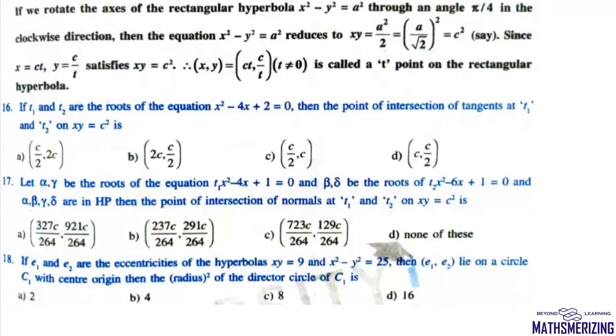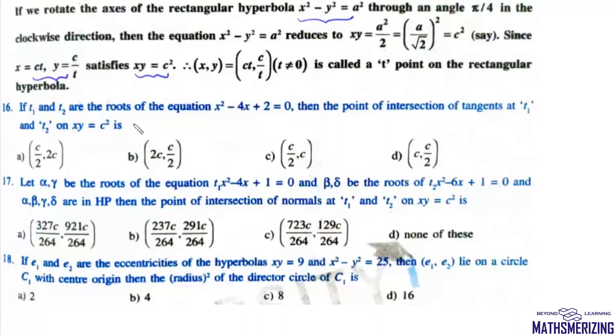Now here the question is, if we rotate the axis of hyperbola x square minus y square equals a square, we'll get this hyperbola as xy equals c square, where we take parametric coordinates as ct and c upon t. Now the question is, if t1 and t2 are roots of equation x square minus 4x plus 2 equals 0, then point of intersection of tangents at t1 and t2 on xy equals c square is.